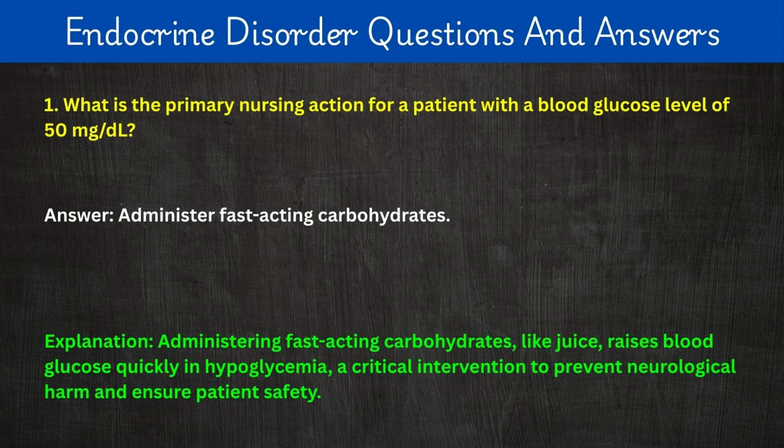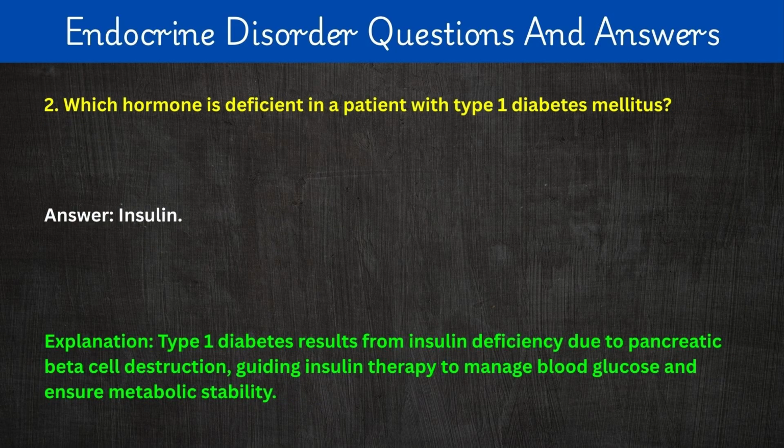1. What is the primary nursing action for a patient with a blood glucose level of 50 milligrams per deciliter? Answer. Administer fast-acting carbohydrates. Explanation. Administering fast-acting carbohydrates, like juice, raises blood glucose quickly in hypoglycemia, a critical intervention to prevent neurological harm and ensure patient safety.